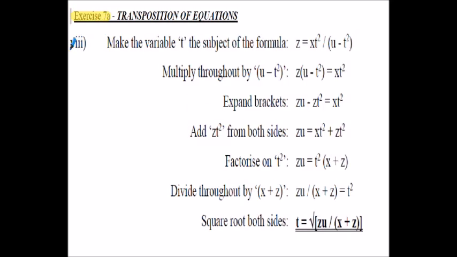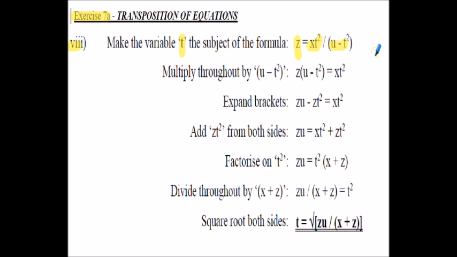Exercise 7a continued. This is part 8. In this question we're asked to make t the subject given the formula z is equal to xt squared, all divided by the u minus t squared in the bracket. This is again quite a complicated problem because on the right hand side you've got t squared in the top line in the numerator and t squared in the bottom line denominator.